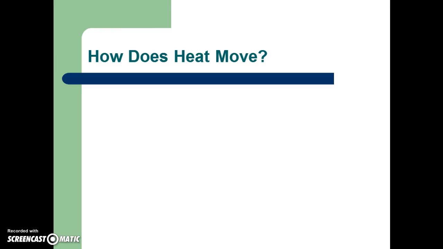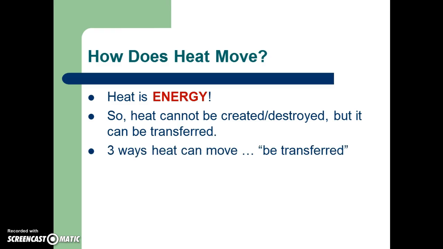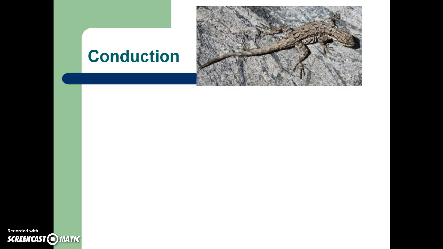All right, so how does heat move? Well, heat is energy, right? Heat is energy. We just said that. So heat can't be created or destroyed. It can be transferred. It can change form, but it can't be created or destroyed. Okay, so 3 ways that heat can move or be transferred. It can be transferred through conduction. It can go through convection and through radiation. We're going to talk about those 3 in this podcast.